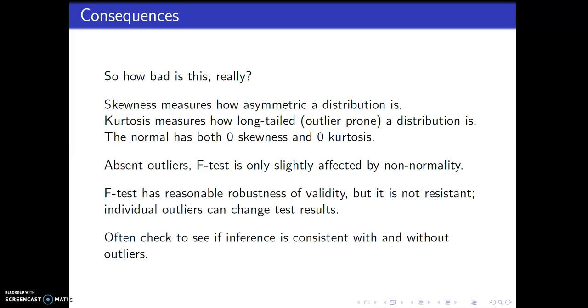Apart from having really extreme outliers, the F-test is only very slightly affected by non-normality, so it really is resistant. But individual outliers can change the test results. So part of that exploratory data analysis that we have been doing is really to figure out, do we have some strange observations that we need to think about as we start picking the appropriate modeling strategy? You can always check with and without outliers to see if you get a consistent result. If so, I just leave them in, state it, and move on.